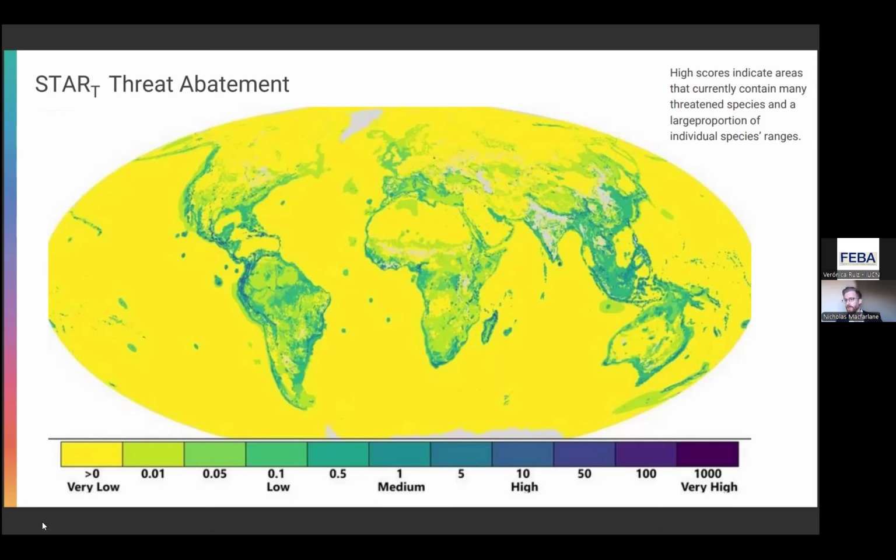And an important consideration here is that species extinction risk is only one aspect of biodiversity importance. It's the aspect that we understand the best because it's been studied the longest. But that doesn't mean that an area that has a low STAR score is not important for nature. It could be important for nature for other reasons.